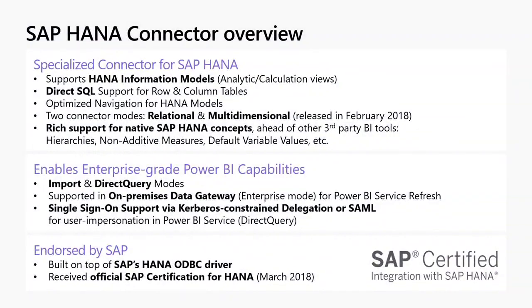We're going to start with the SAP HANA Connector. It's a specialized connector for SAP HANA. We've had it for a long time. Initially it was just a relational connector. It started with a V1 version. It was a relational connector. Last year, in February 2018, we added the multidimensional capabilities.